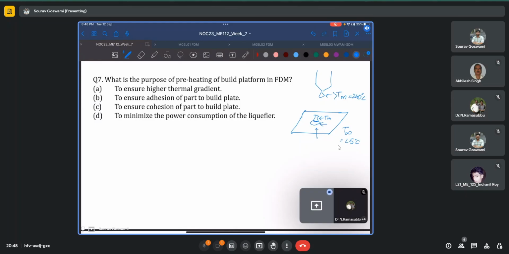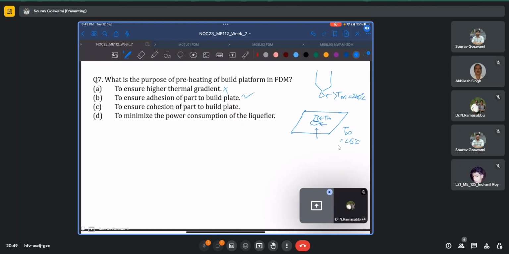And a very high thermal gradient is not actually desirable, as the sudden change in temperature can have deleterious effects. So we would, of course, not want to increase it or to have a higher thermal gradient. To ensure adhesion of part to build plate. This is true. This is what we discussed. To ensure cohesion of part to build plate. Now, usually your build plate would maybe be made of a metallic material or magnetic material at least, and would also have some coating on top of it to lengthen its life.